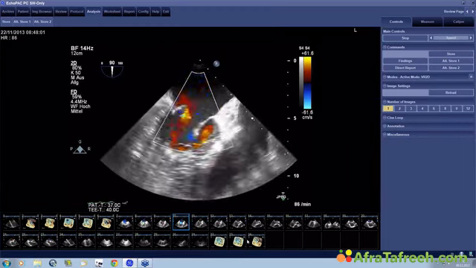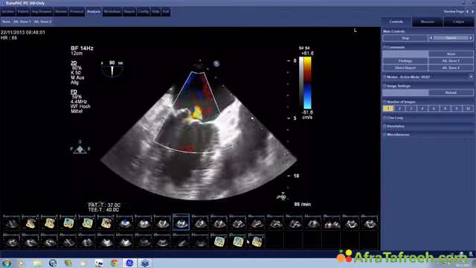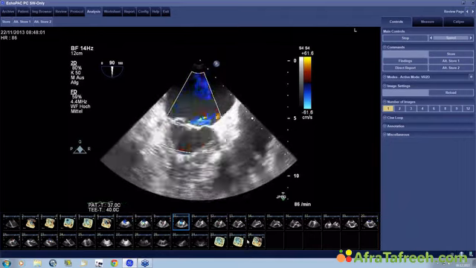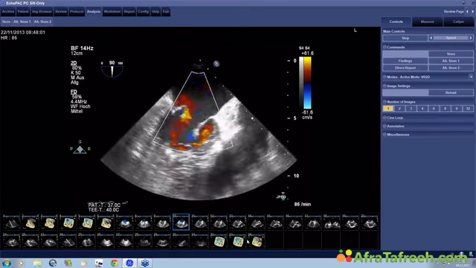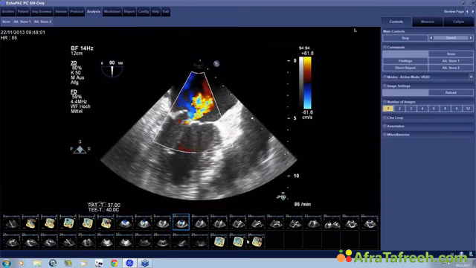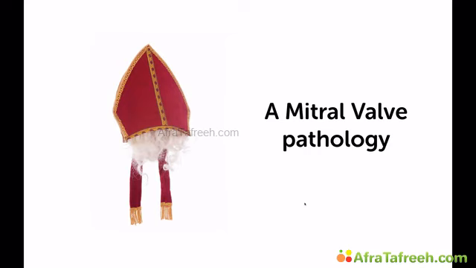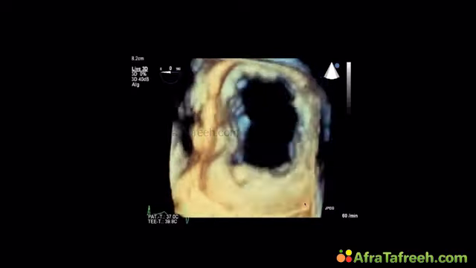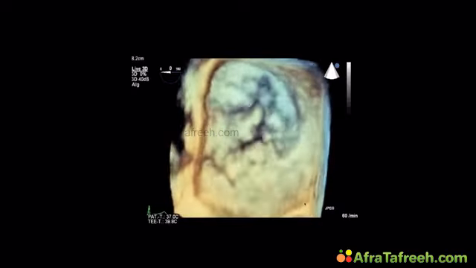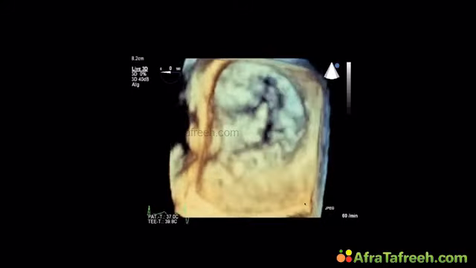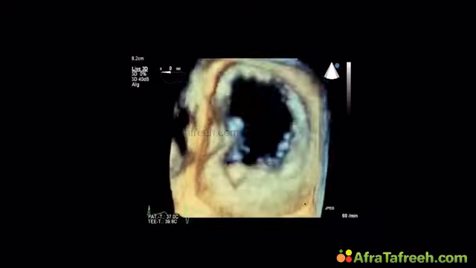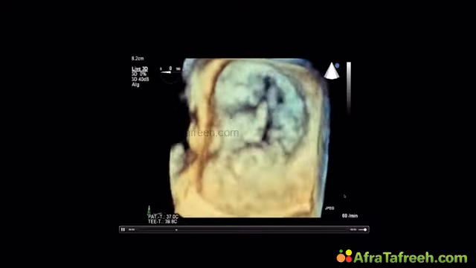Okay, but I don't want to just go off into a different field, which is not my main topic. I want to maybe go back to the issue of 3D and show you some other case examples. Let's see if you are able to make the diagnosis simply based on the 3D image. This is a different patient, okay? Take a look at this valve. I will help you a bit.